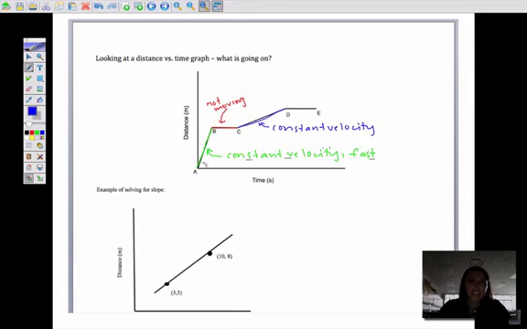But it's not as steep as A to B. So that means I'm moving slower. And then from D to E, it's a flat line. So that means I'm not moving again.